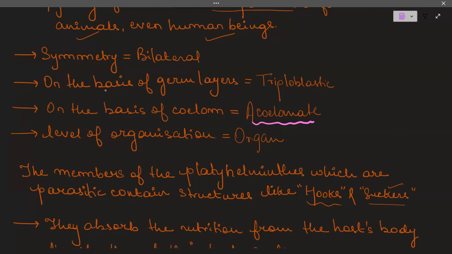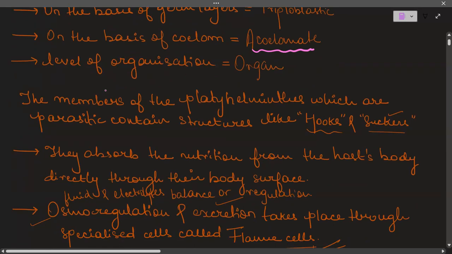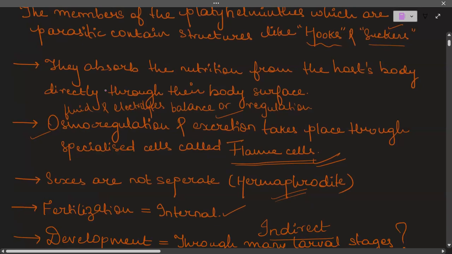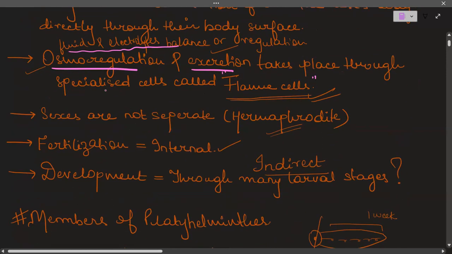Now, the members of Platyhelminthes are parasitic. Since they are parasitic, they have to contain special structures in their body so that they can procure their nutrition. So they have hooks and suckers. Hooks are present so that they can attach to the body of the host. Suckers are present so that they can suck the blood or the nutrition. Now, they absorb the nutrition from the host's body directly through their body surface. Osmoregulation and excretion take place through flame cells. These are the specialized cells that help them in osmoregulation and excretion. Excretion is the removal of waste. Osmoregulation is the fluid and electrolyte balance. So that regulation is also done with the help of flame cells.